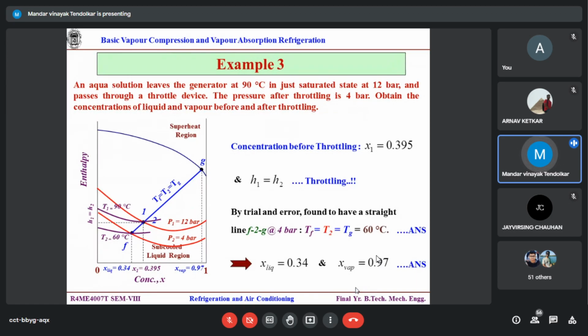So concentration before is very common because X1 equal to X2, that doesn't change. And for after the throttling, that means the liquid concentration and the vapor concentration, so XF and XG, you need to find out. Everything is in front of you, so try to solve it and cross check.